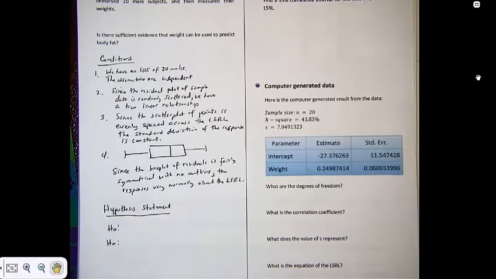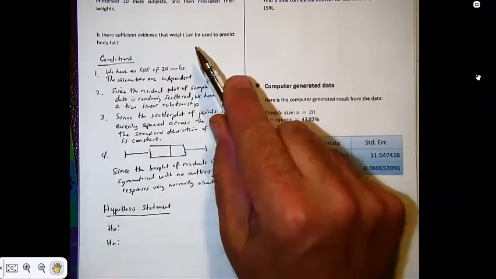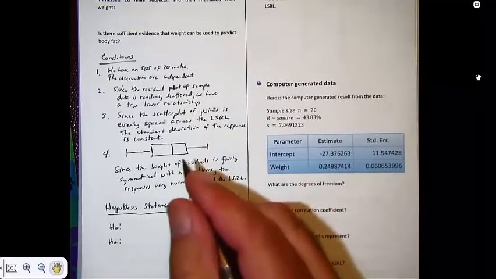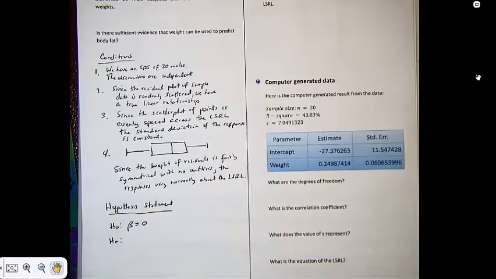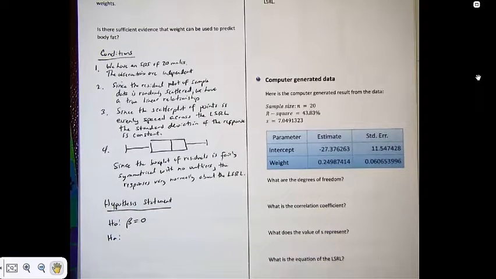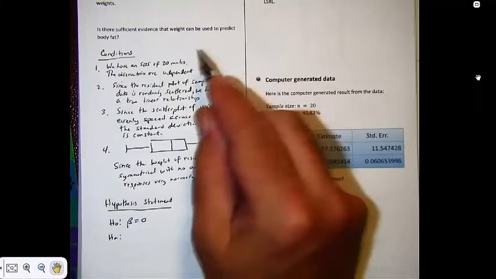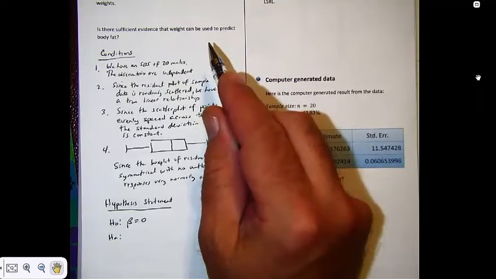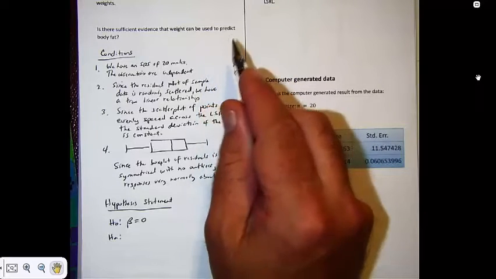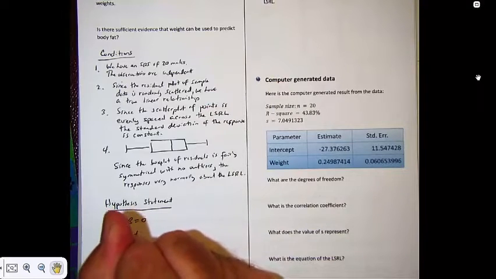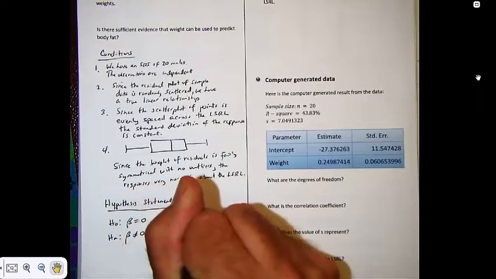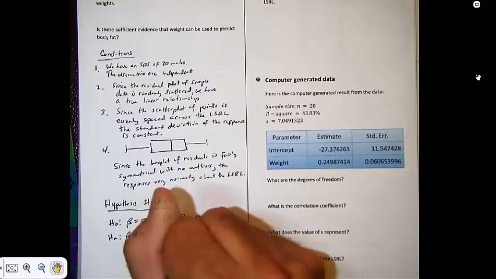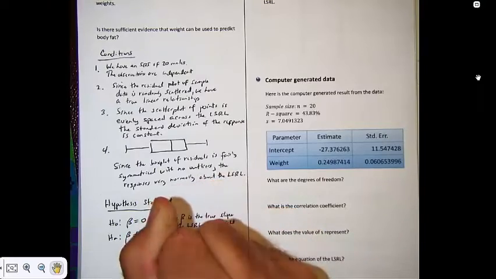Recall, we're trying to find out if there's enough evidence that weight can be used to predict body fat. So we're going to begin in H0 and assume that there really is no linear relationship at all. And if there is no linear relationship, then the true slope of our least squares regression line would be 0. In HA, I want to really see if there is a linear relationship. Can we use weight to predict body fat? In other words, is there a slope to my least squares regression line? So I'm going to perform a two-tailed test here, where beta is the true slope of the least squares regression line for weight and body fat.